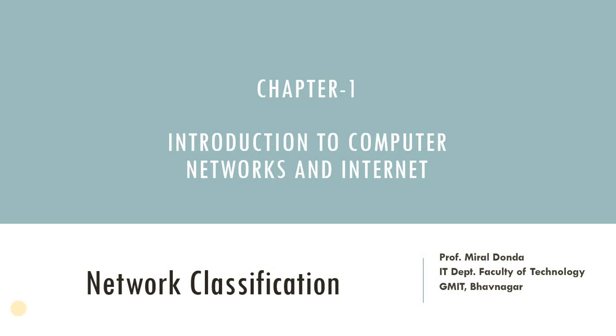Next is a protocol. A protocol provides us rules on how to communicate in the network. So by using protocols, we are able to transfer or exchange information in the computer network. So this is basically what standards and protocols are. So in today's session, we will learn about network classification, or types of networks. So let's start.